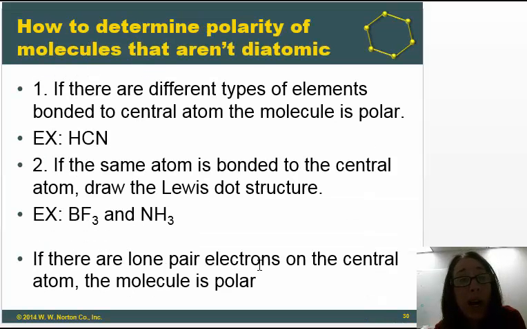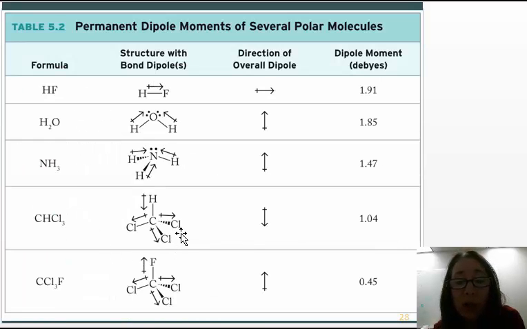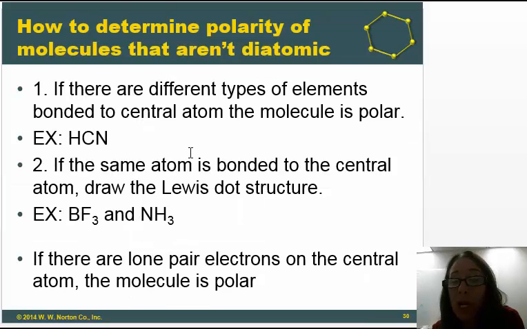Now, if the molecules are not diatomic, the criteria is a little more involved. The first thing you want to look at is the identity of the atoms that are bonded to the central atom. If they are different, then the molecule is polar. You don't have to go any further. So for this example, carbon is our central atom. It has two different atoms bonded to it. It's polar. If we look at trichloromethane, the central atom carbon has two different elements bonded to it. It's polar. If we look at trichlorofluoromethane, there are two different elements bonded to carbon. It is polar.